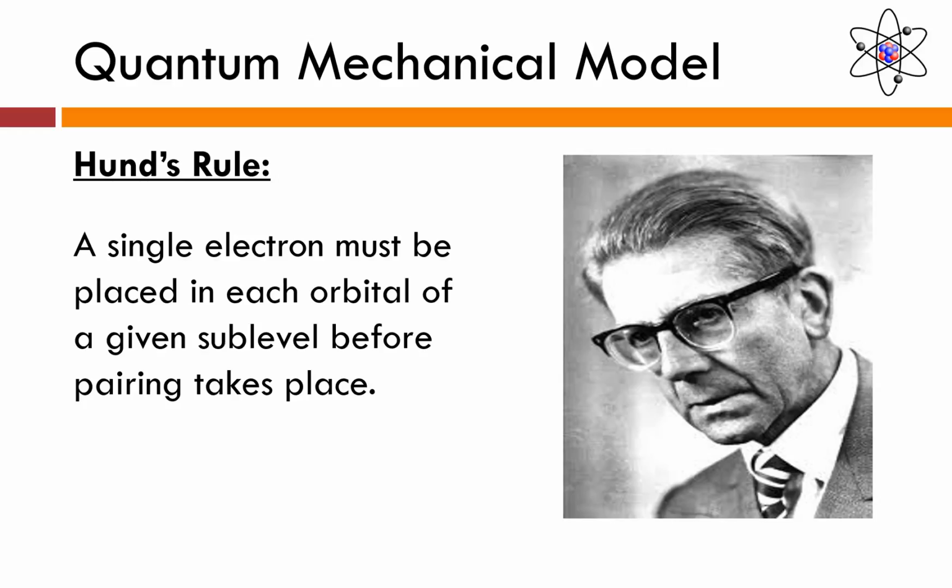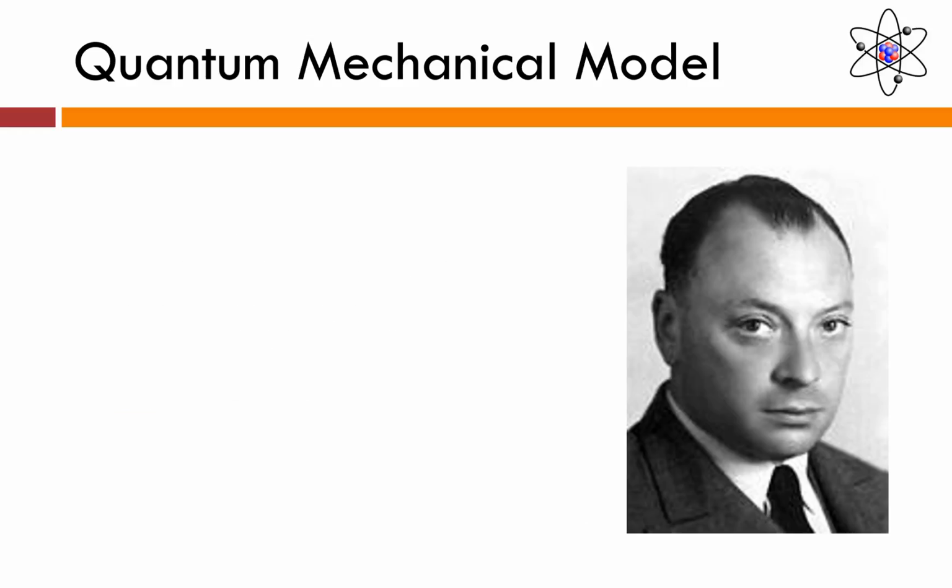And think about it, that makes sense. They're all negatively charged. They're going to repel each other in most situations, so they want space. However, once that sublevel starts filling up and the orbitals already have one electron sitting in each of them, the electrons are a little bit more willing to share their space. And then you're going to see pairing occur. That's what we mean by pairing: putting 2 electrons in an orbital.